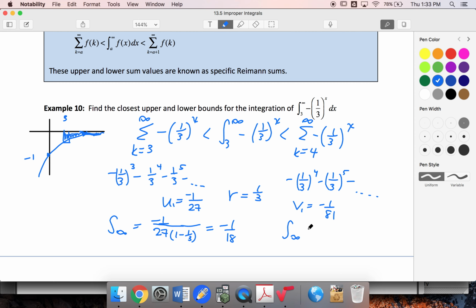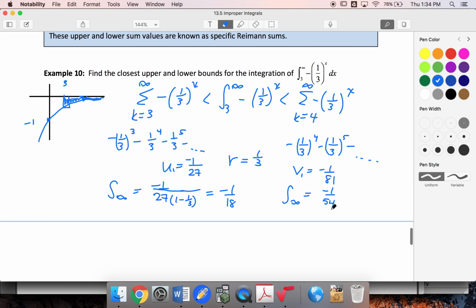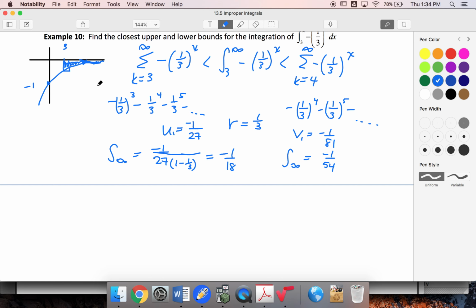This sum to infinity is going to be -1/81 times 2/3. That's going to be 54. -1/54 is greater than -1/18. So what I have determined is that the value of this integral from 3 to infinity of the function is going to be between -1/18 and -1/54.